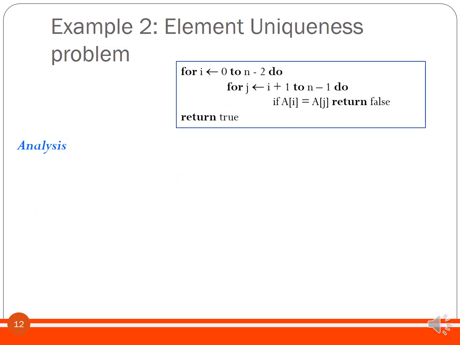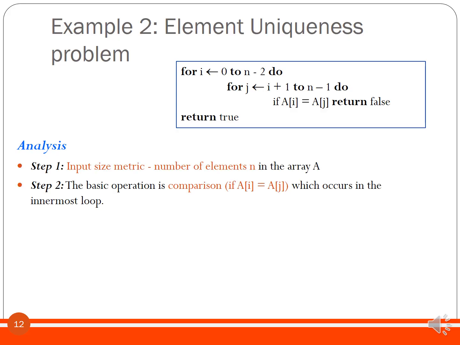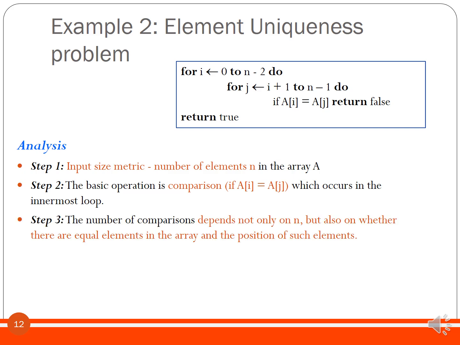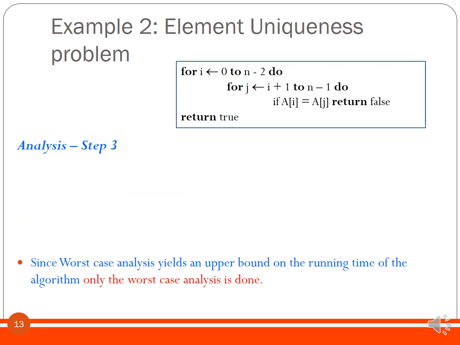Analysis. The input size is again the number of elements. The basic operation is the equality comparison inside the inner loop. Unlike the previous example, the number of comparisons depends not only on the input size but also on where duplicate elements appear. So therefore we need best case, worst case and average case analysis.